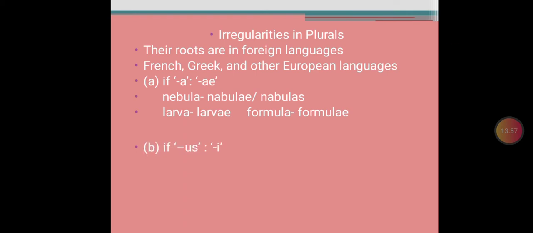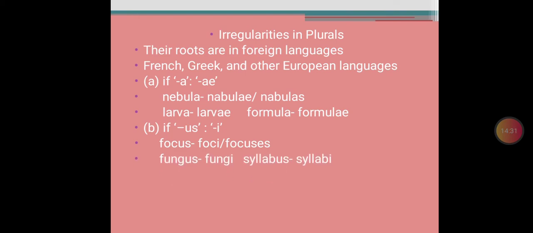This is one thing. Another thing. Suppose a noun ends with us, then we have to add only i. Focus. The word ends with us. The plural of focus is foci, F-O-C-I. Even es is also added, focuses. That is how the plurals are like this.